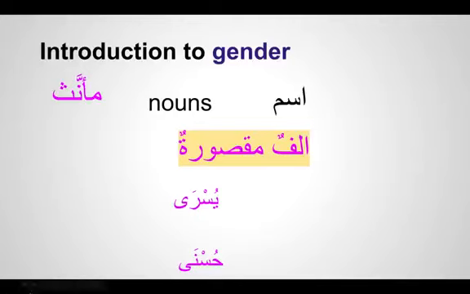So if you see here, Yusra, Husna, the letter is ending with Maksoora. That means this is a feminine word. Just remember this. We're not going into too much detail. So that is Alif Maksoora.